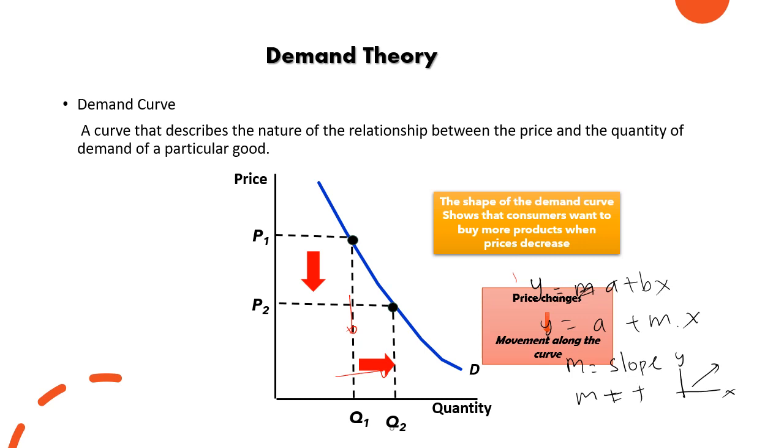Let me erase this first. But in the contrary, if the value of m is negative, the curve or the line will become like this. Okay, so demand theory looks like this graph. So every demand function always has a negative slope.